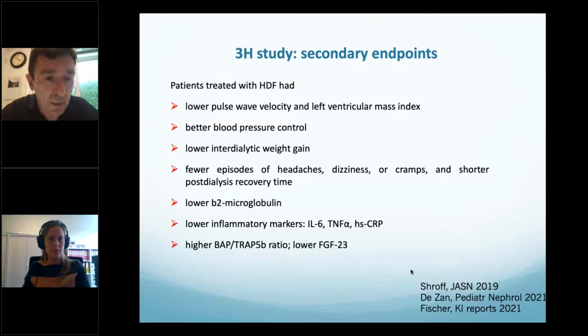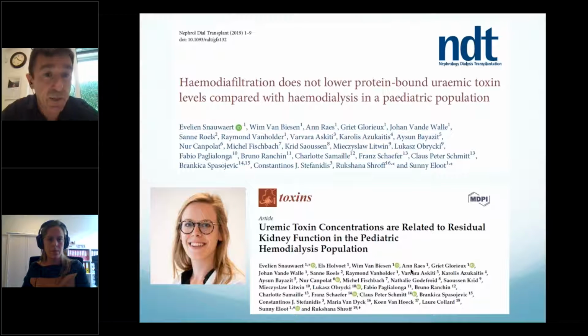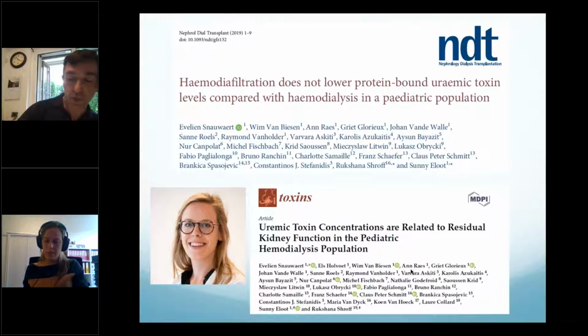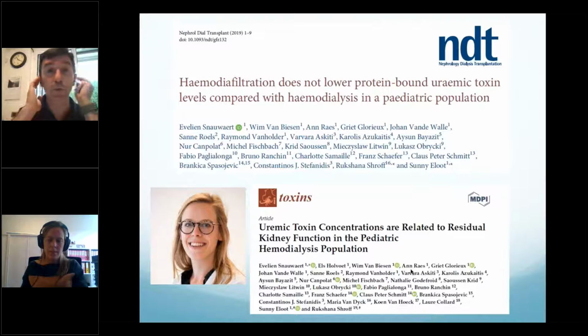But as well shown in this couple of studies published by Evelyn, please remember that neither conventional hemodialysis nor hemodiafiltration are able to remove protein-bound solutes. And we have a lot of toxins in this group. The only way to remove them is by your kidneys. So the take-home message, once again, is even after the start of dialysis, it is important to preserve residual kidney function. And let's move to fluid.